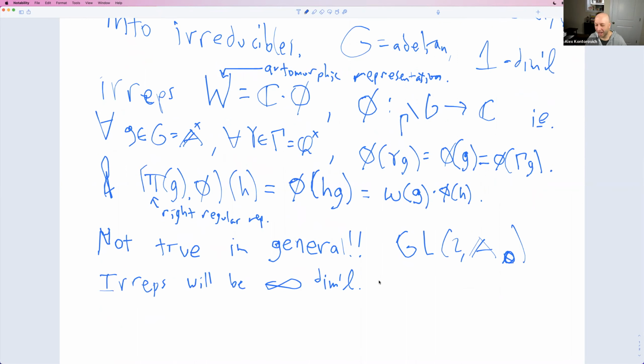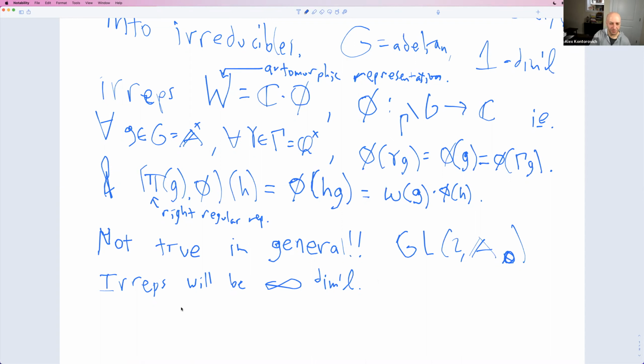I might again gloss over some of the functional analysis that goes into making things rigorous, but I'll explain to you how you work with these things in practice. And it's actually very simple. And they're all infinite dimensional, except for the trivial representation, which is always a one-dimensional space. When G mod gamma has finite volume, you always have a trivial representation.